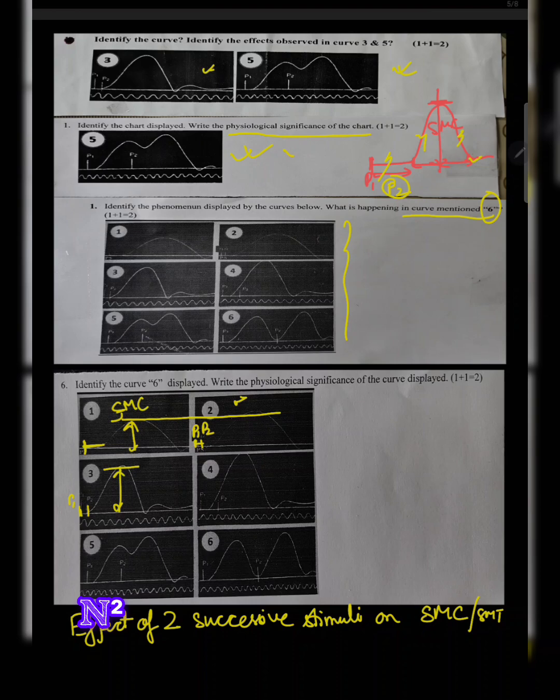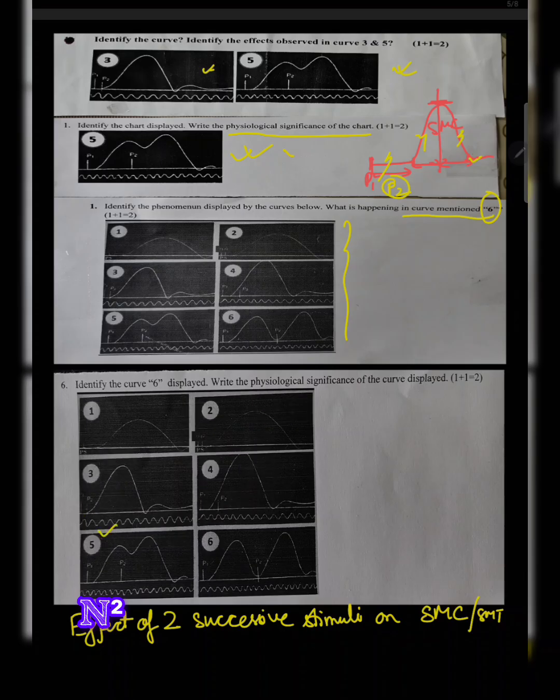Similarly, if P1 is given at this particular point and it has traveled at least 0.1 or 0.2 seconds, that means it has crossed the latent period, and then you get P2, then you get another curve which has an even bigger height or amplitude. It has a lesser total duration of the twitch. So you will get a typical feature of this curve.